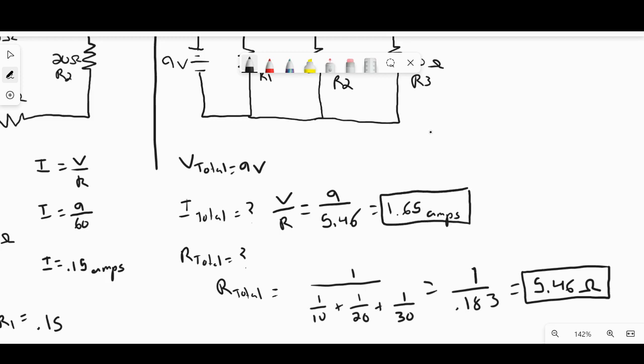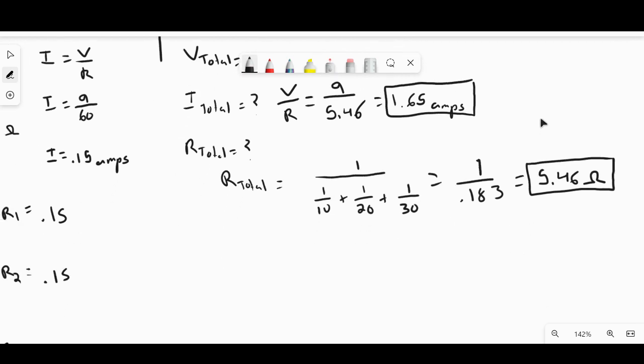All right, so I have my total values. Unlike a series circuit, a parallel circuit is going to be a little bit more work, but still relatively simple if you follow the rules. So I have a total voltage now of 9 volts, total current of 1.65 amps, and total resistance of 5.46 ohms. But now let's figure out what is the voltage and current going across each of these loads.